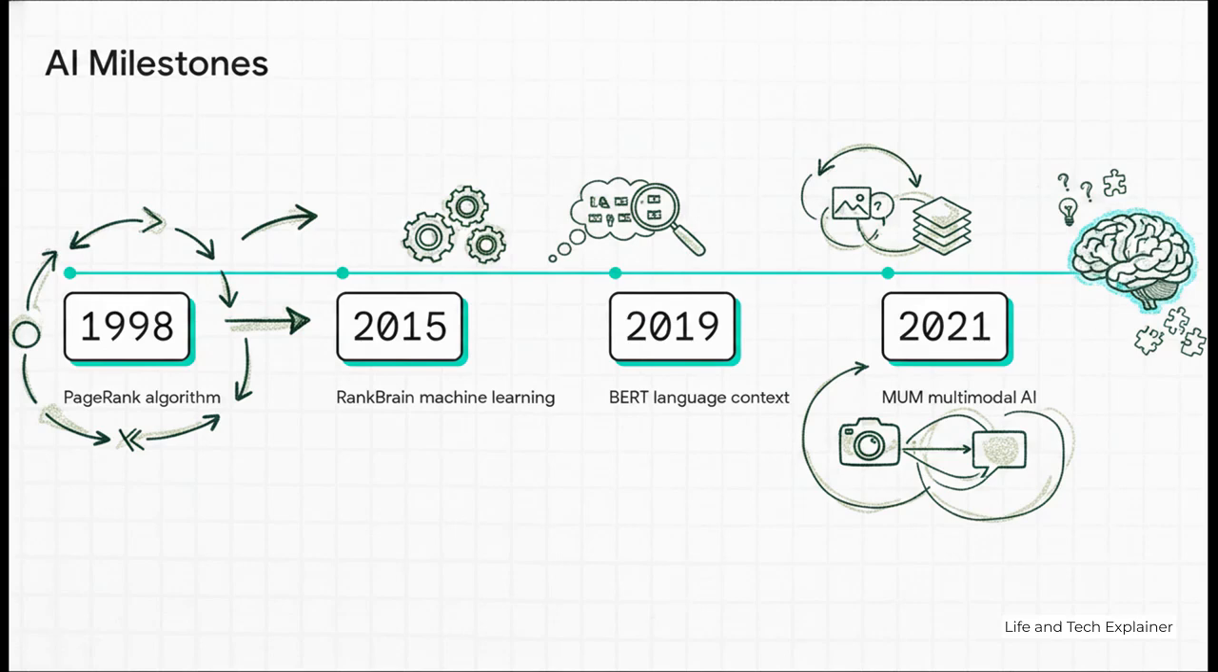We're moving from the era of simply matching keywords to an era of truly understanding context and semantic meaning. We started with the foundational math of PageRank in '98, but just look at the leap to 2015 with RankBrain, then to BERT in 2019, and in 2021. Each of these milestones represents a massive leap forward in artificial intelligence. It's turning the search engine from a simple digital filing clerk into an advanced thinking assistant.